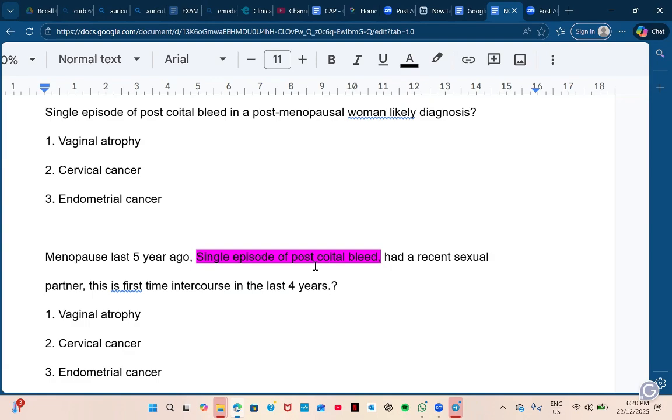So type your answers. It's okay. This is a recall. It's okay. Just like how you think about it. Okay. What about other doctors? Why do you suggest this as vaginal atrophy? Give me some reason.